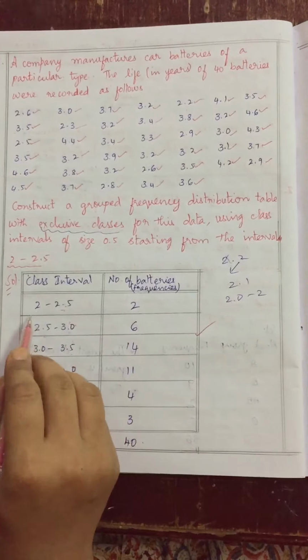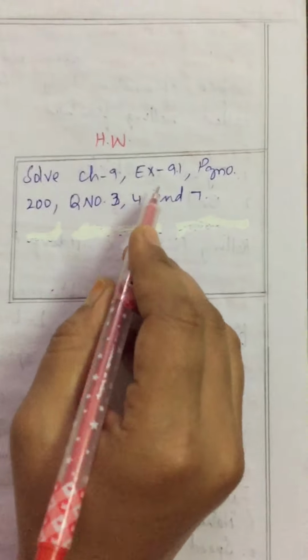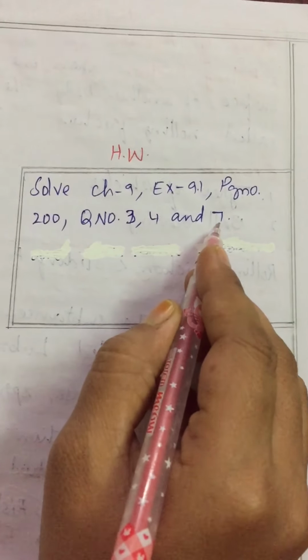Now today's homework is: solve chapter 9, exercise 9.1, page number 200, questions number 3, 4 and 7. Clear, children?